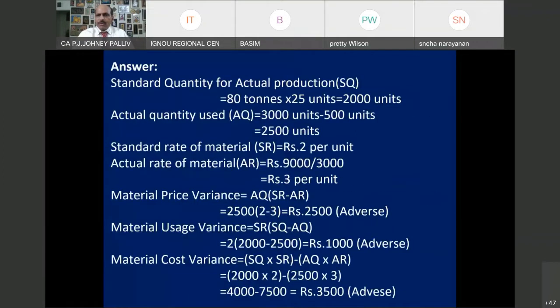So friends, do you have any questions on this particular problem? We are going to conclude standard costing at this point of time, that is variance analysis. So those who want to ask questions, you can unmute or you can make use of the chat box.